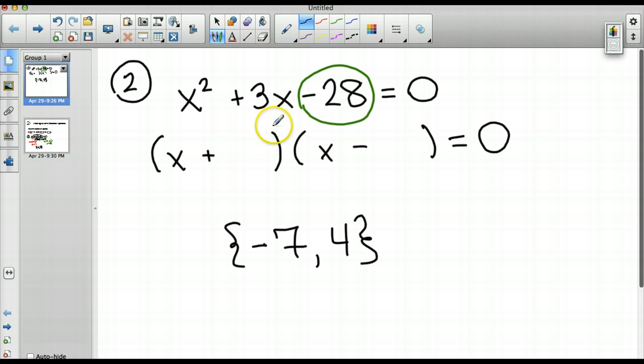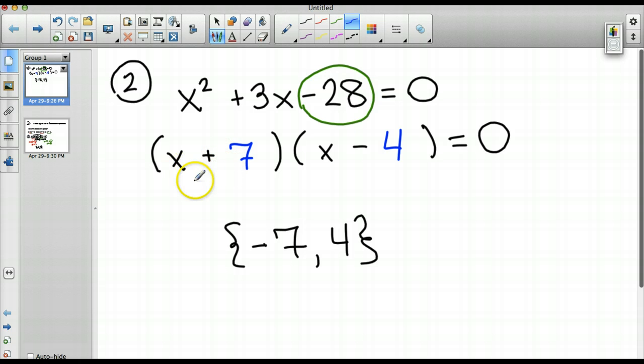So what factors of 28 have a difference of 3? Think about it for a second. That would be 7 and 4. And so now, which needs to be the positive? Well, if you combine these, you have to get a positive answer, +3. So that means the larger number needs to be positive. So we're going to have an x plus 7 and an x minus 4. Okay, and at first glance you may say, hey, our answer was -7 and +4. Why is this a +7 and a -4? Well, that's because we're not done yet.